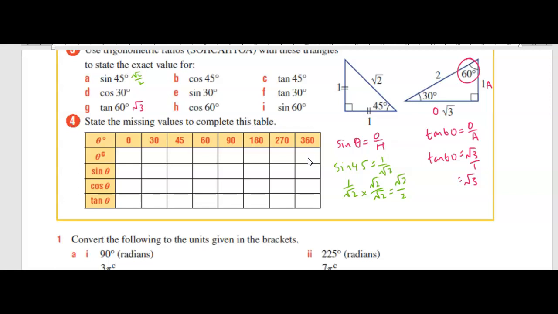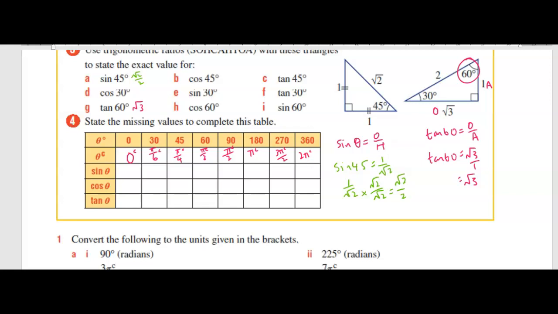All right, so we've got all our degrees in. Let's put our radians. 0 degrees is equal to 0 radians. 30 degrees is pi on 6. 45 is pi on 4. 60 is pi on 3. 90 is pi on 2. 180 is pi. 270 is 3 pi on 2. And 360 is 2 pi.